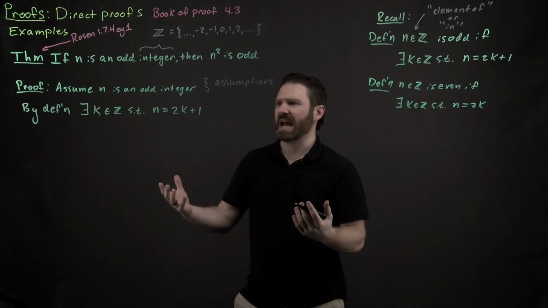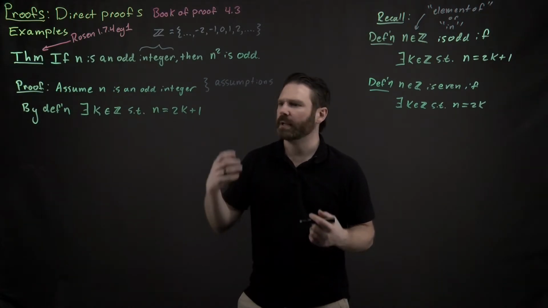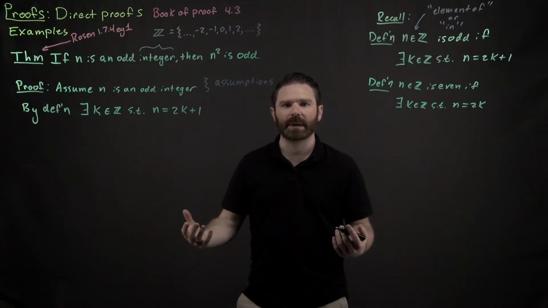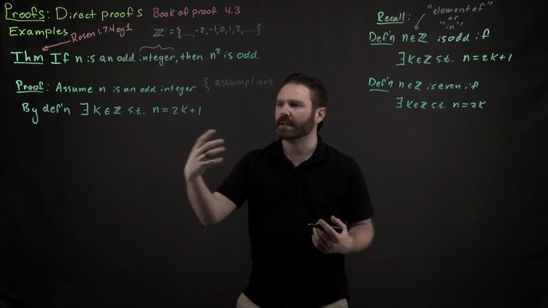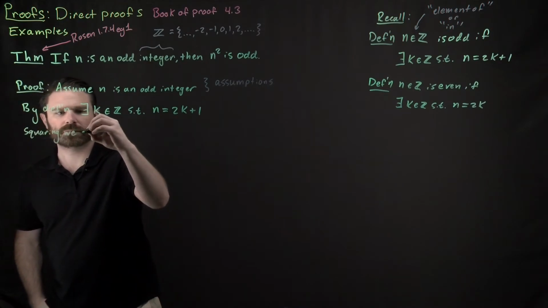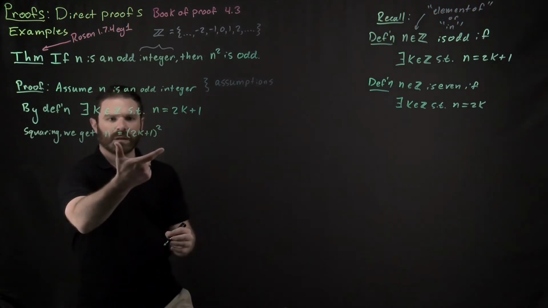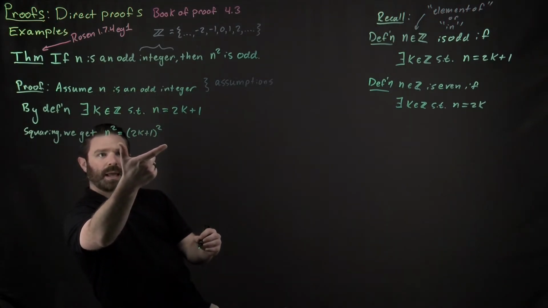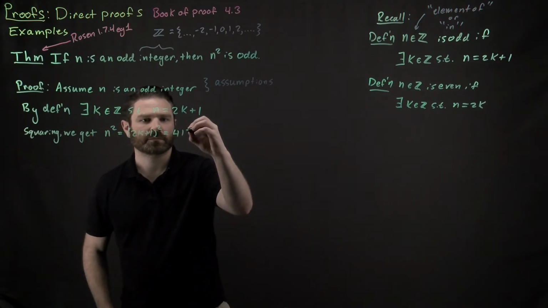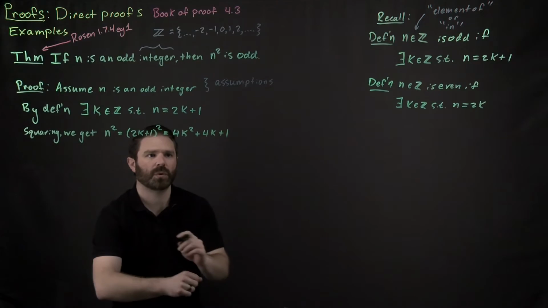Okay, that's fine. But remember, what I'm trying to show is that n squared is odd. In my argument, all I have is an n and I want to get to n squared. So let's see what happens if I take this expression and square it. I've squared both sides of this equation, and if I expand this out, I get 4k squared plus 4k plus 1.